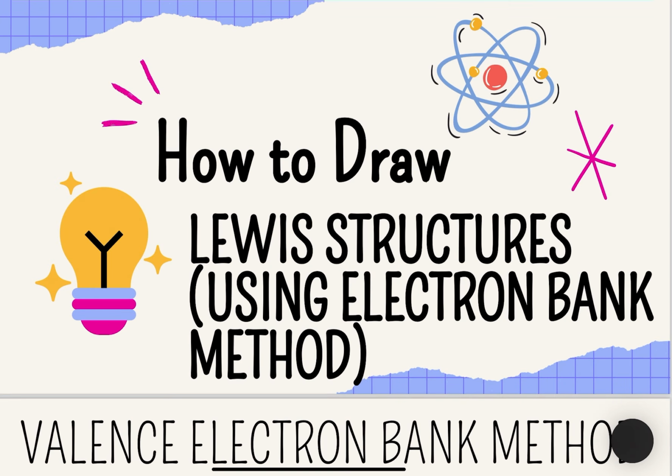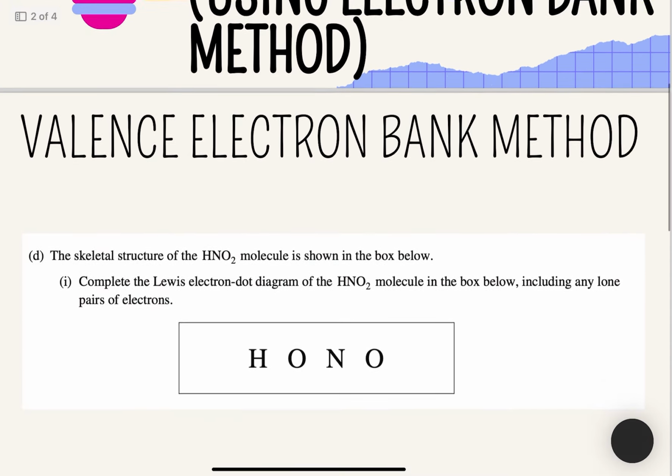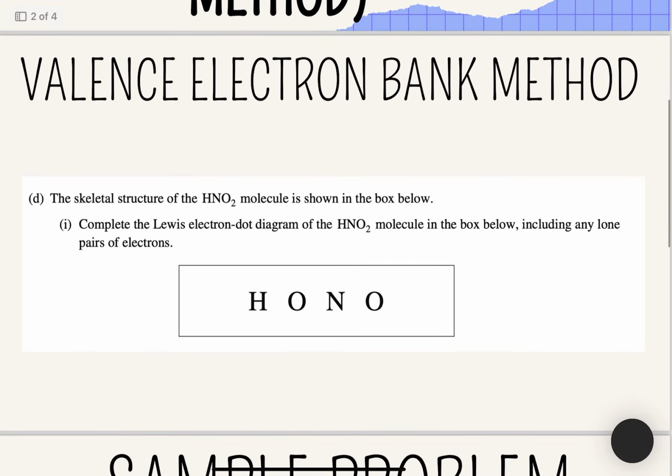In this video lesson, we're going to learn how to draw Lewis dot diagrams using a method called the valence electron bank. There are many ways you can solve a Lewis dot diagram question or draw a Lewis structure, but I'm going to show you how to use the valence electron bank, which is a method that I really like. It does involve a little bit of trial and error.